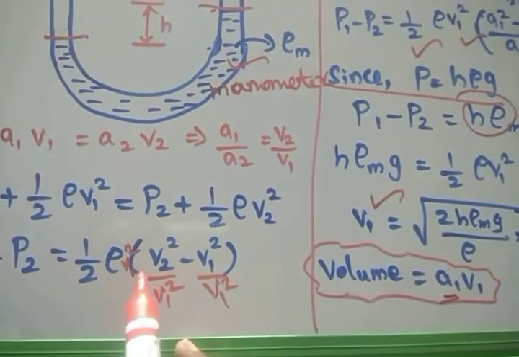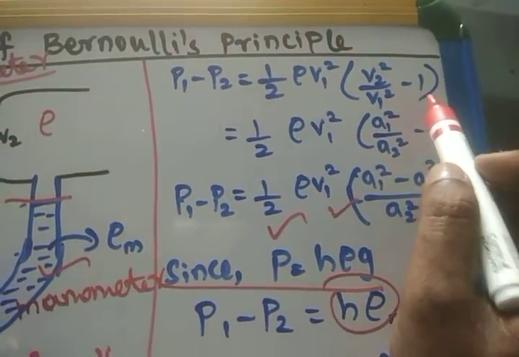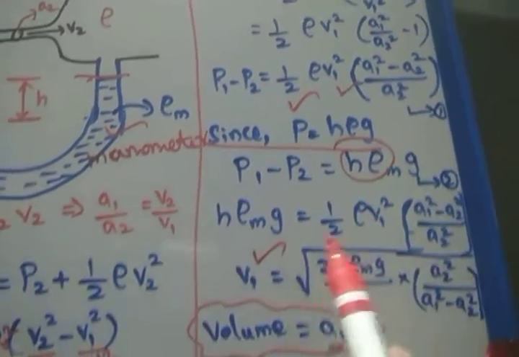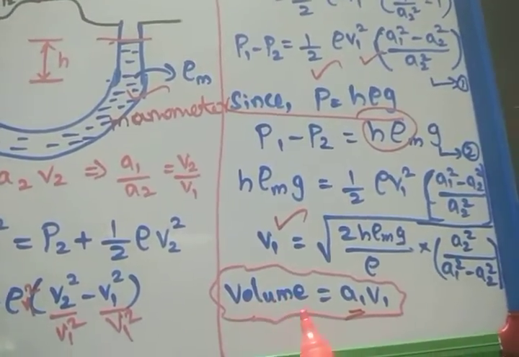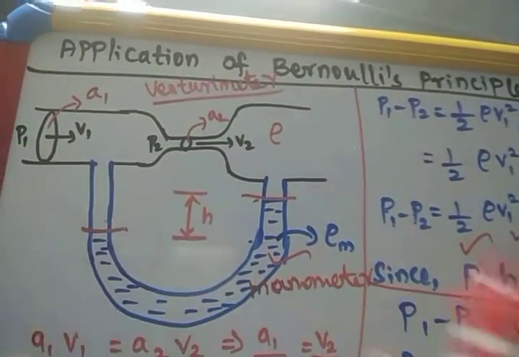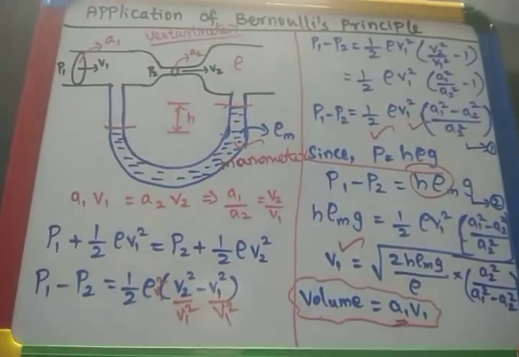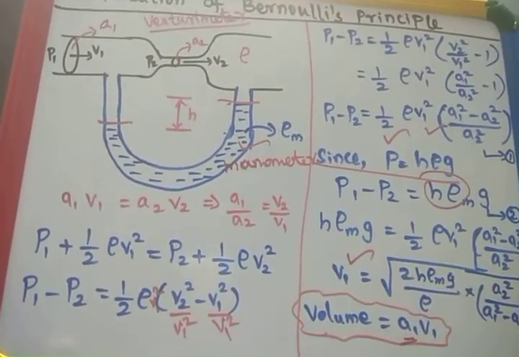We can even calculate V2 by dividing by V2 squared, and we will get 1 minus V1 squared by V2 squared. The same thing will be altered, and again we can get V2 also. So whatever the liquid flow in the small area or the bigger area, we can calculate using Bernoulli's principle. This apparatus name is Venturimeter.